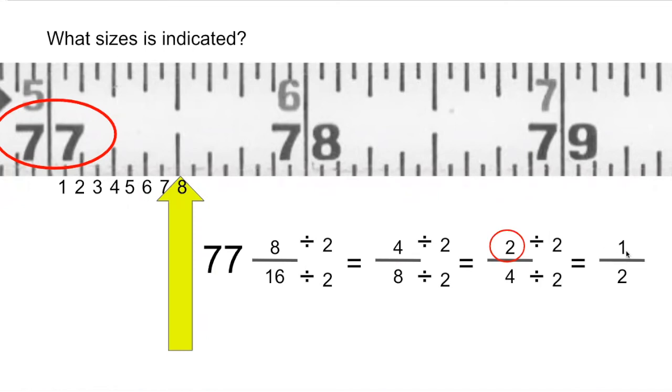Now, when we look at this number now, we have an odd number on top. An odd number tells us that we need to stop. We're no longer reducing. So an odd number is going to end up being our answer. So our answer is 77 1/2 inches.